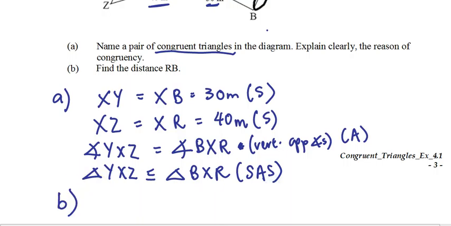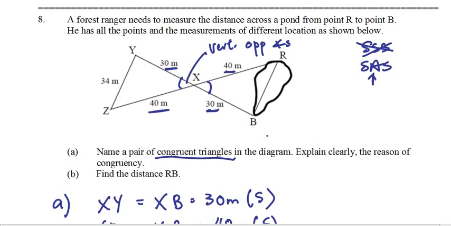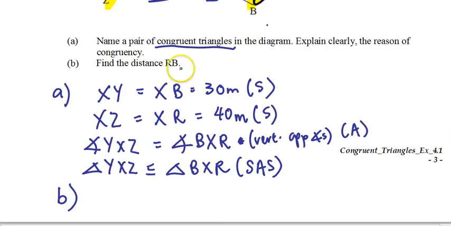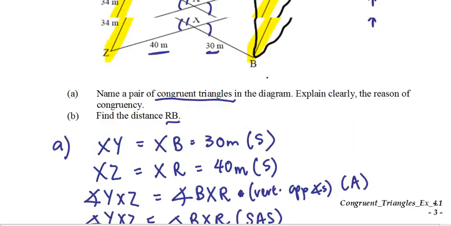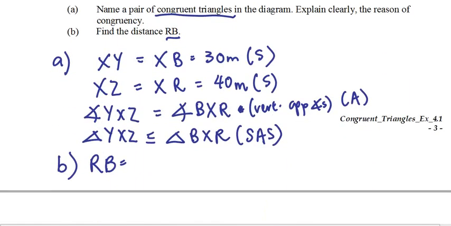Now, once you prove that the two triangles are congruent, this will mean that the last side will be equal as well. Therefore, if you want to find RB in part B, RB will just be equal to the third side of the triangle on the left, which you can see is 34 meters. And you're done.